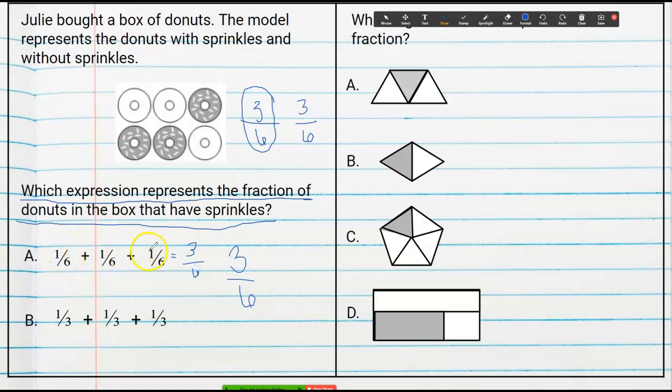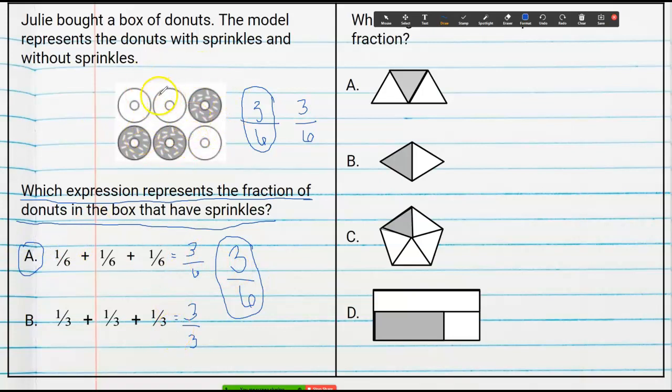1 plus 1 plus 1 is 3, and my denominator stays the same. If I add these fractions, 1 plus 1 plus 1 is 3, and my denominator stays the same, which is 3. Which of these fractions shows the fraction from above? It's A. Now, the most important thing up here, guys, is to know the fraction represented up here to match it down here, okay?